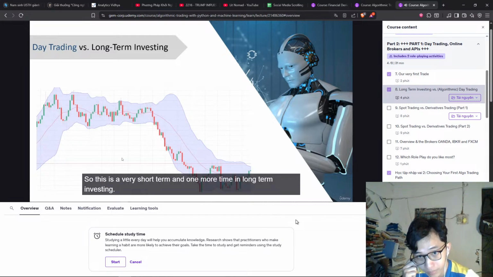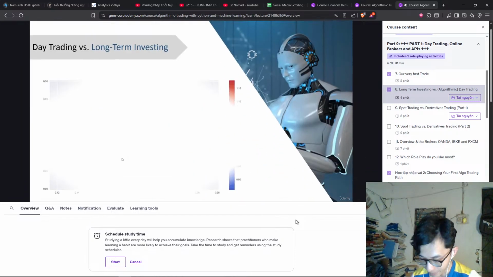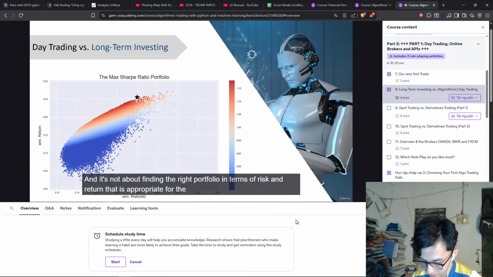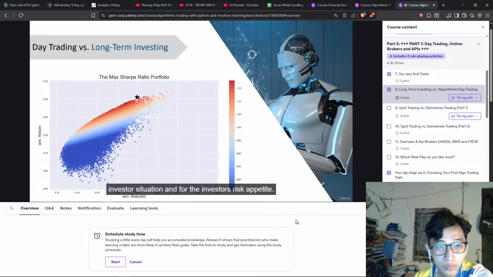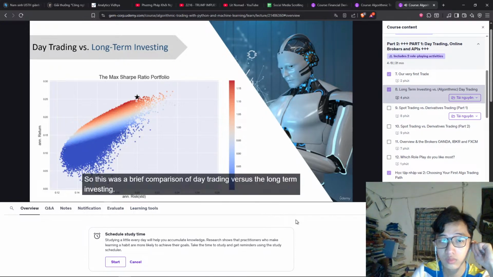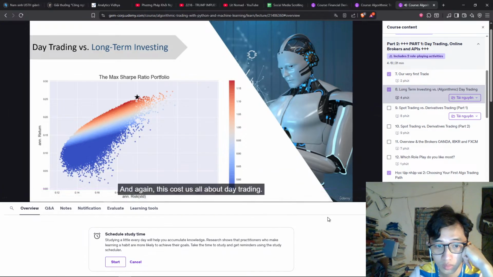And one more time, in long-term investing, we have a portfolio approach. And it's all about finding the right portfolio in terms of risk and return that is appropriate for the investor's situation and for the investor's risk appetite. So this was a brief comparison of day trading versus long-term investing. And again, this course is all about day trading, so algorithmic day trading.